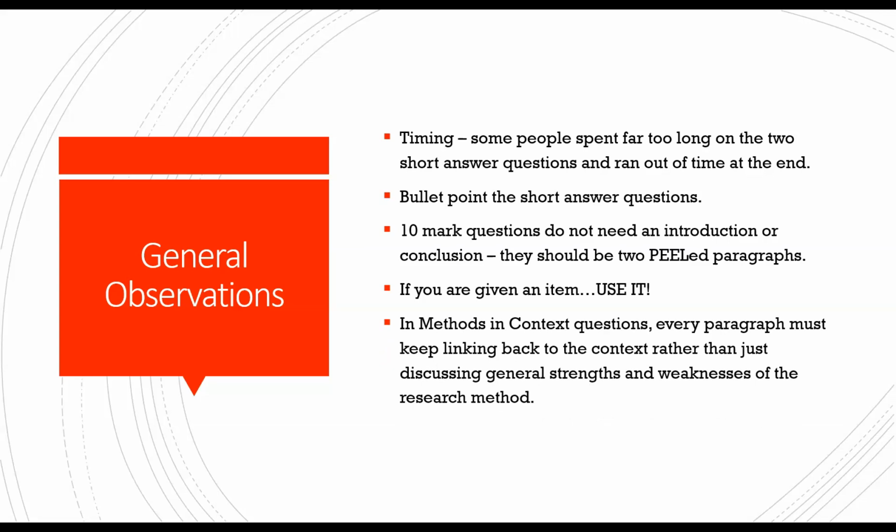And this one is a specific point to question 4, which is the methods and context question. And one thing that Miss Cannell and Mrs. Higgins both said to me is that not enough students, when answering methods and context, kept linking every paragraph they were writing back to the context. Instead, a lot of students just started writing the general strengths and weaknesses of the research method. And that means you're not going to get in the top 3 mark bands. So I cannot stress enough, every paragraph should make an explicit link to the context.